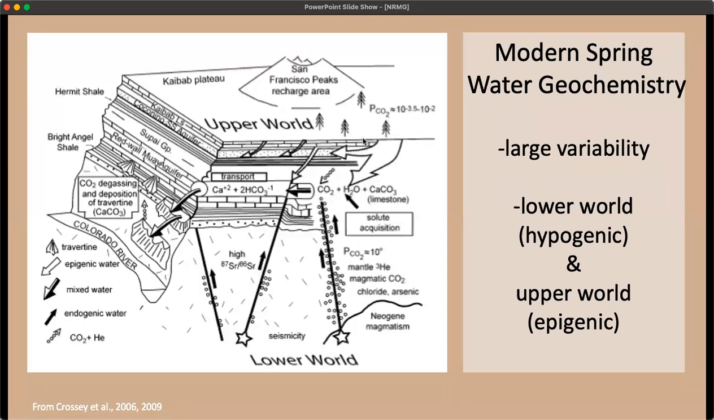Now, moving on to modern spring water geochemistry, this is extremely important for my research because today we actually see modern hypogene springs discharging at several areas within the canyon. So these have high strontium, high carbon dioxide, sulfate, they're high in salinity, they've got higher temperature, and they're migrating upwards through faults and fractures before encountering the Redwall Muav aquifer, discharging as springs. And we do see a lot of mixing in the system where our lower world and our upper world hypogenic and epigenic fluids are mixing.